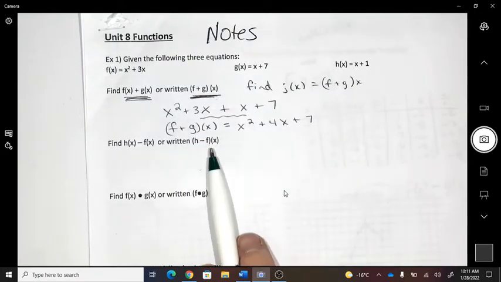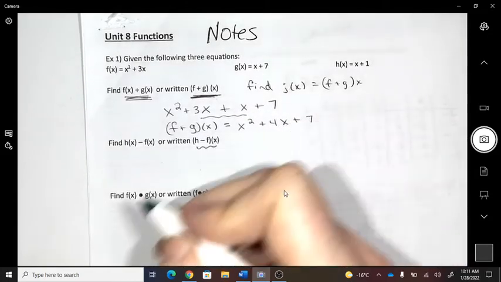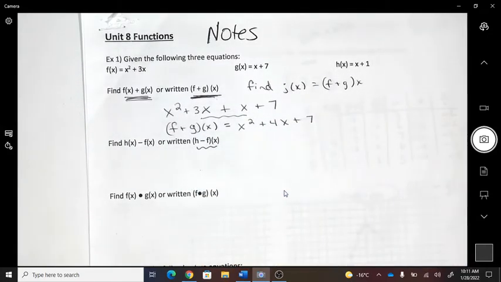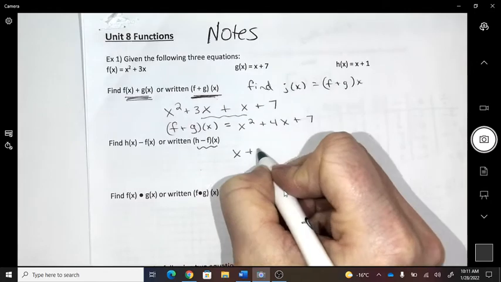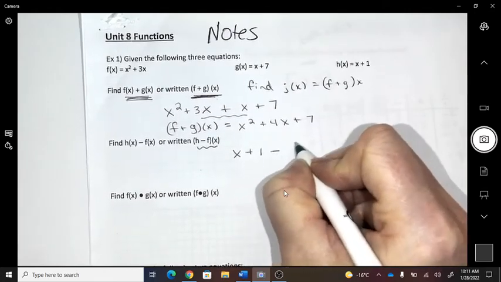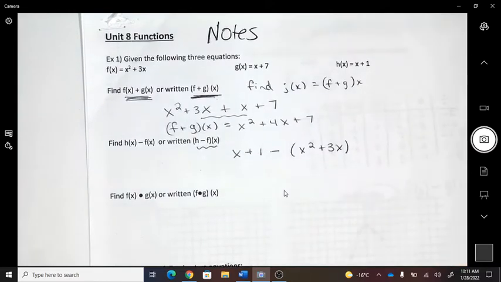Okay, order doesn't matter when you add. When you subtract two functions, please make sure you're subtracting them in the proper order, right? Because subtraction changes. 5 subtract 4 is different than 4 subtract 5. So we have to do the h function minus the f function. And do you see that I put that in brackets?